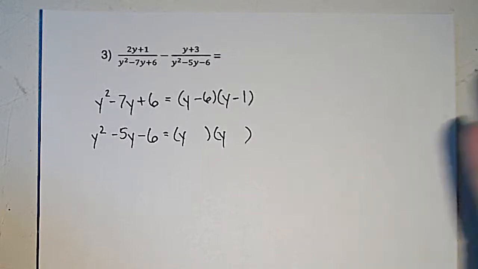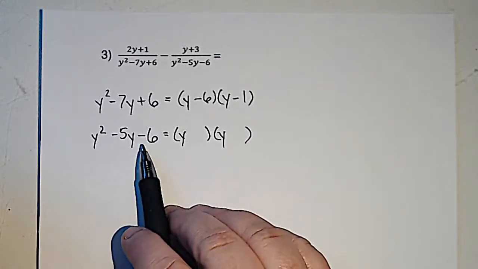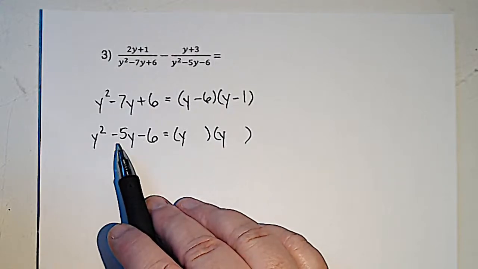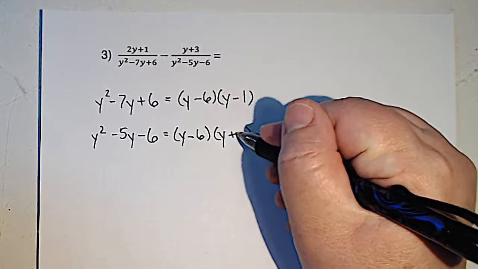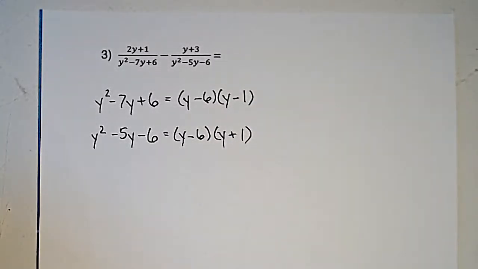Ah, I got it. Okay, two numbers that multiply to negative 6 but add to negative 5. Here we go. Okay, we got it. Yay!